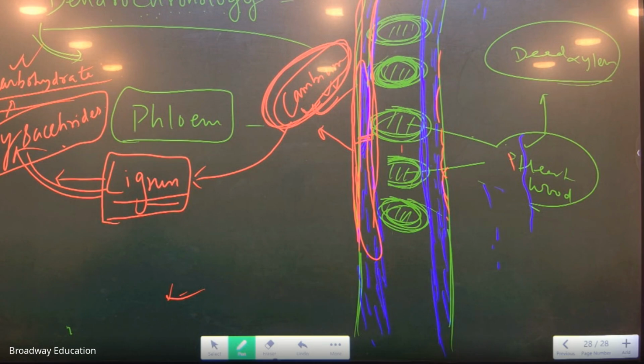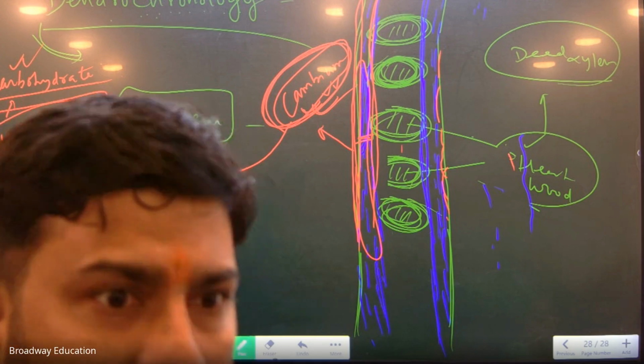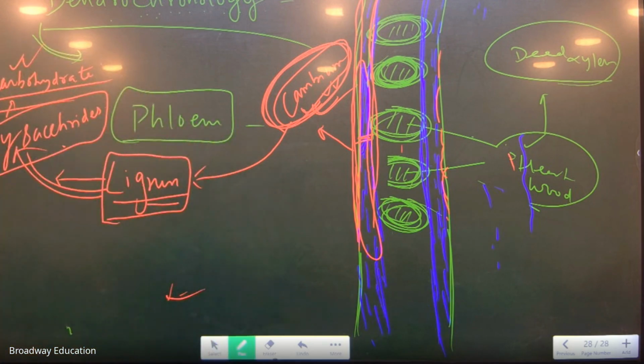Clear? Simple, right? Carbohydrate, polysaccharide. Lignin is nothing but a polysaccharide. What is polysaccharide? A higher form of carbohydrate. Understood? Simple, right?